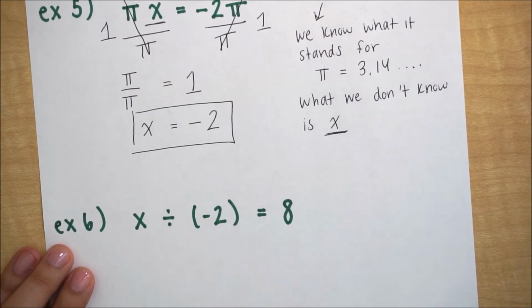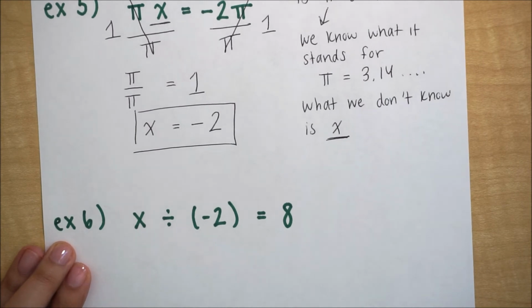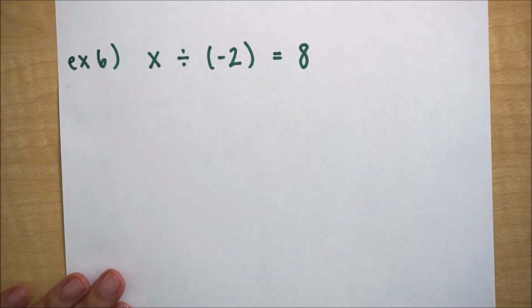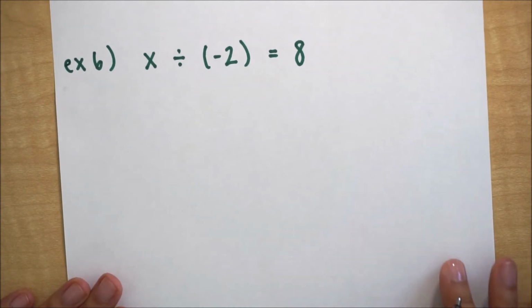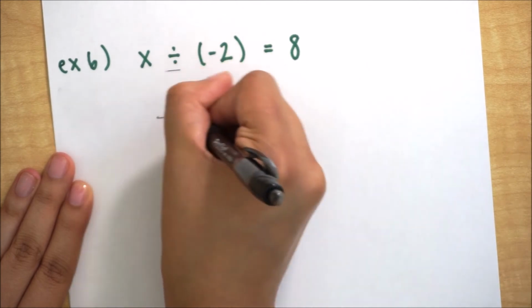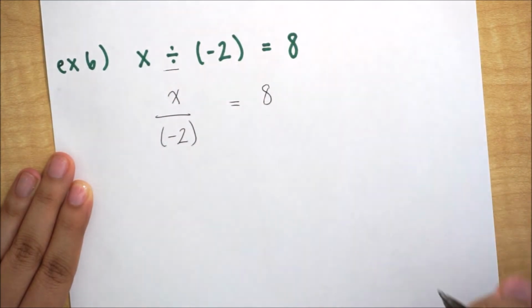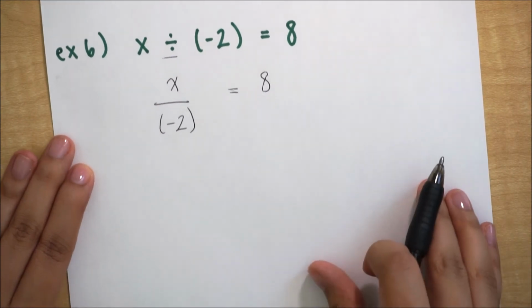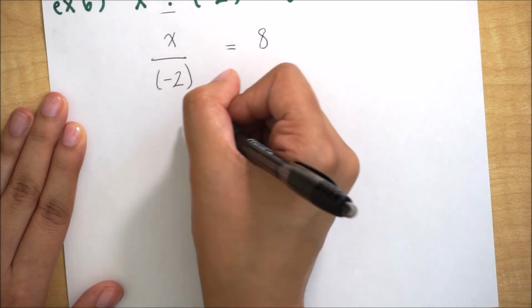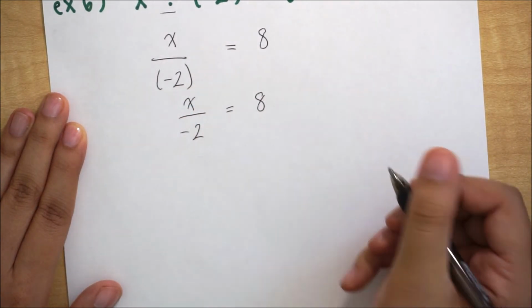All right, so let's go ahead and look at our next example. So this is example 6. Now this one looks a little bit tricky, and sometimes just how the problem is written can really make things tricky for us. So just know that that is a division sign, which means we can just write it as a fraction: x over negative 2 equals 8. Our goal is the same, and that is to make x independent. How can we do that? We can multiply both sides by the denominator.